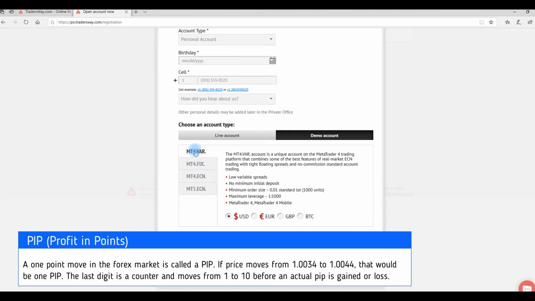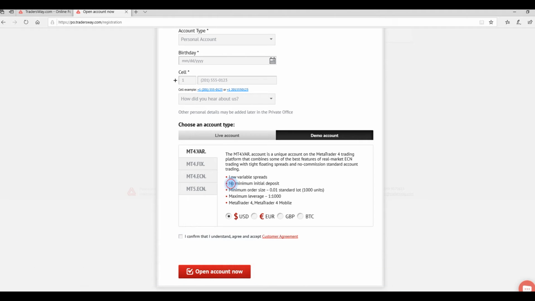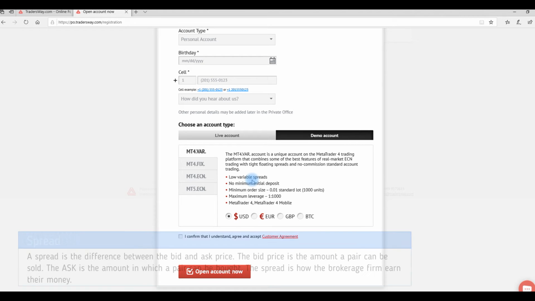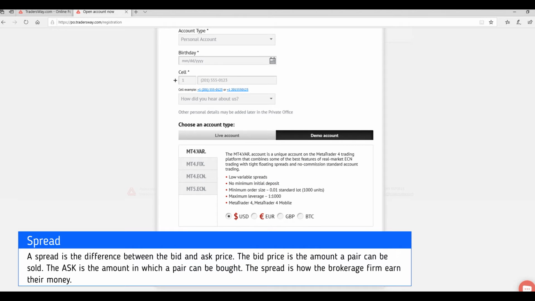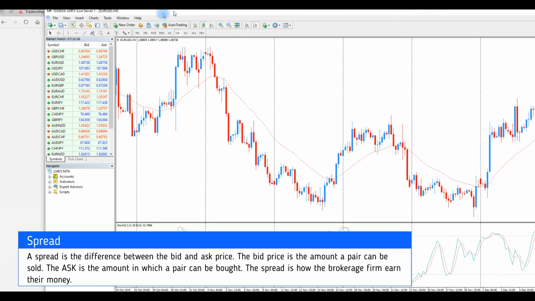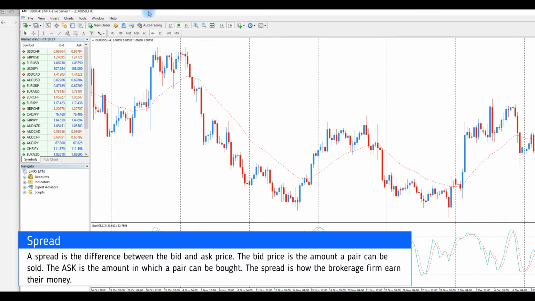Now, this particular account type, MT4 VAR, says no minimum initial deposit, low variable spread. Let's talk about spreads for a minute, because you will need to know what a spread is if you don't already know. A spread is the difference between the bid and the ask price. You may not even know what the bid and ask price is. I know a lot of you probably already know, but let's just bring this over for a second here.